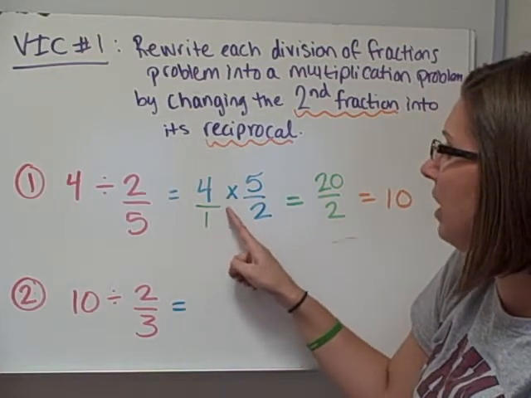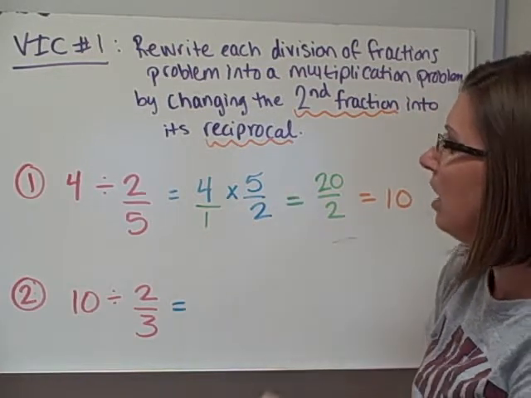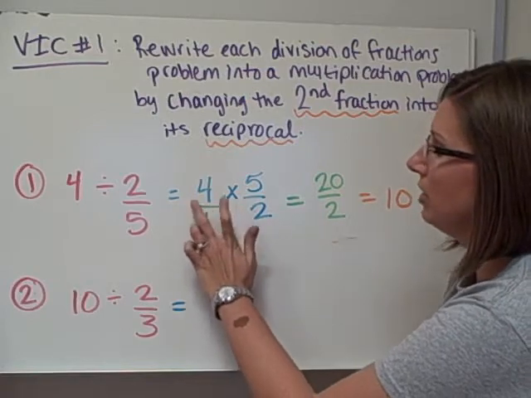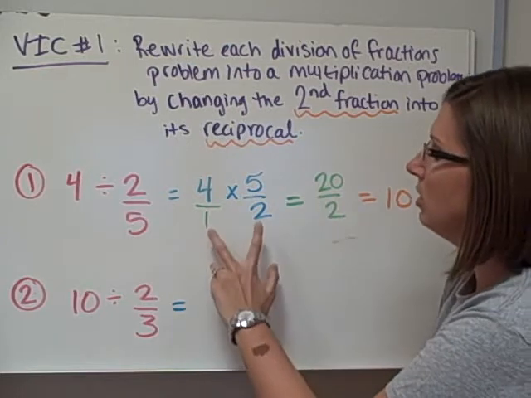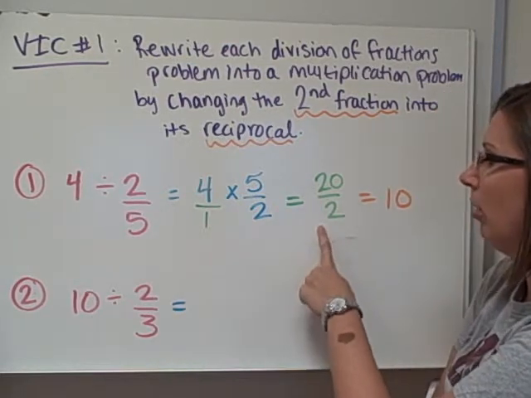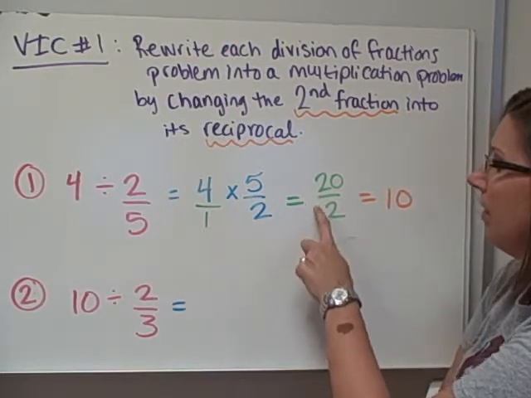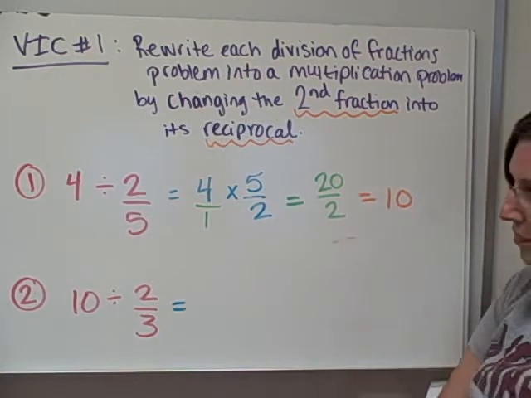So 4/1 times 5/2. When we multiply fractions, remember we multiply the numerators. 4 times 5 is 20. Multiply the denominators. 1 times 2 is 2. Then we reduce. 20 divided by 2 is 10.